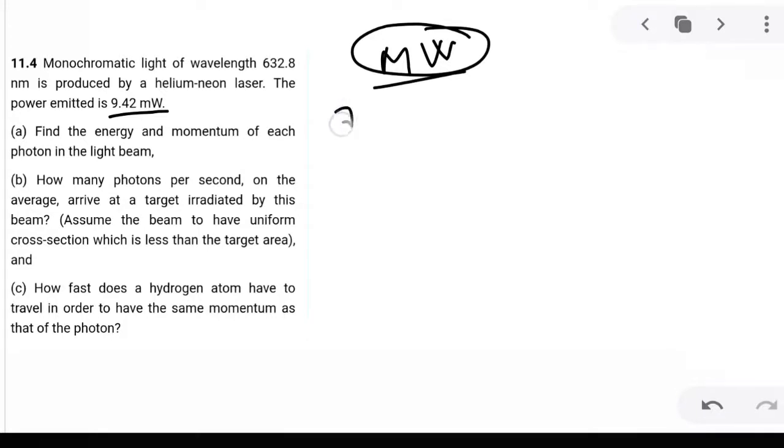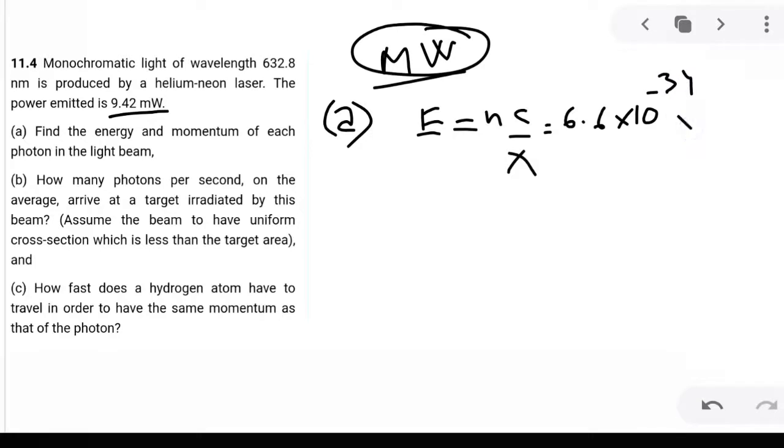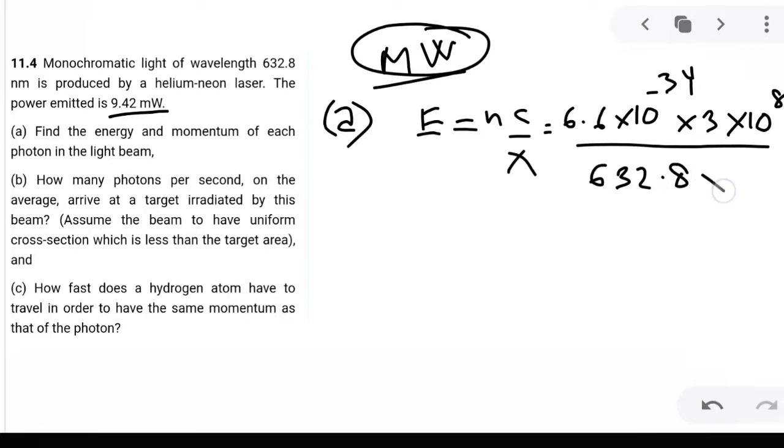So part A, we have to find energy and momentum. Wavelength is given. So what is energy? Energy is equal to hc by lambda, isn't it? So this is 6.6 into 10 power minus 34 into c, 3 into 10 power 8, divided by lambda. Lambda is given to be 632.8 nanometer, that is 10 power minus 9. If you simplify this, you will get E is equal to 3.14 into 10 power minus 19 joule.